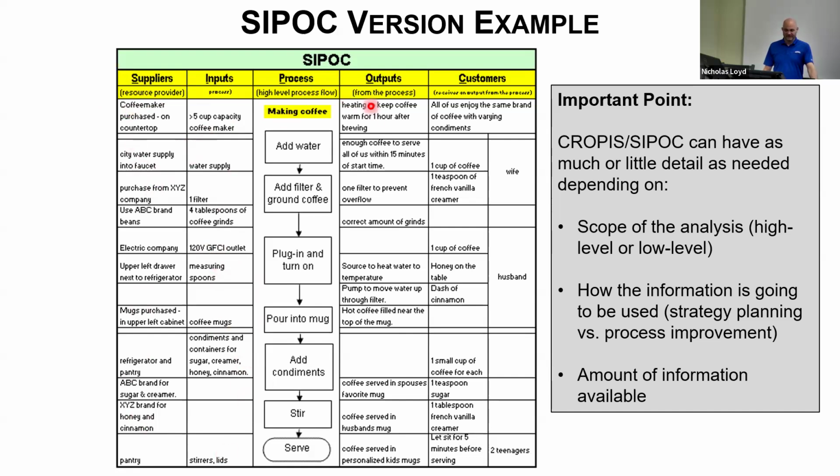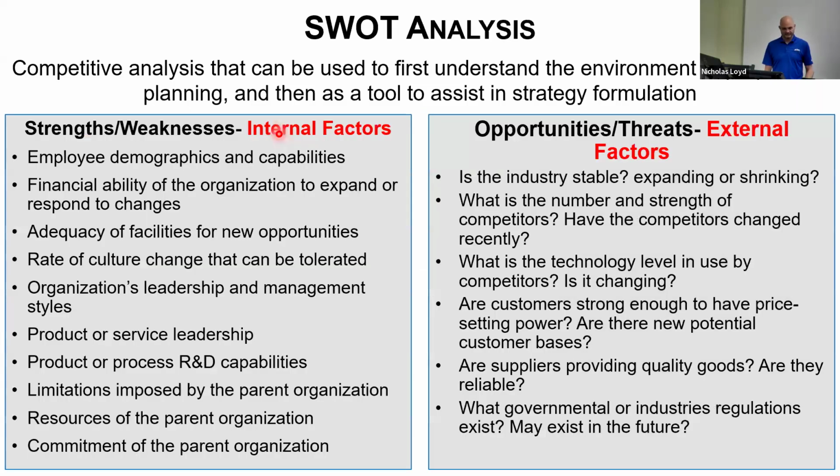Then I make the coffee with the expectation that it's going to have these outputs for these customers. Wife, husband, two teenagers. This is how they like their coffee. These are the outputs we need. This is the process. So all of those, the value chain analysis, COPIS, SIPOC, are to make sure that you are considering everything that has to happen to bring your idea into actual being.